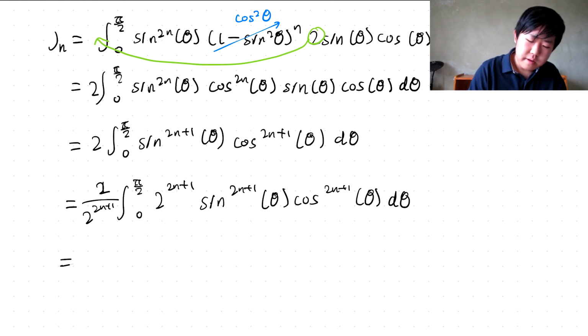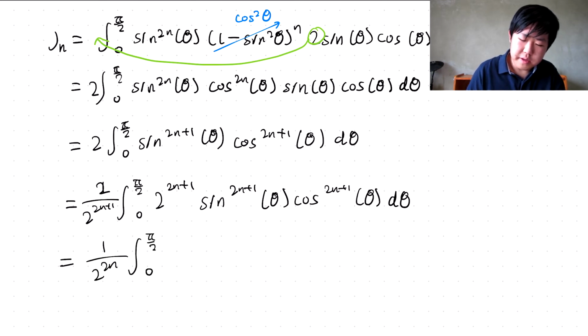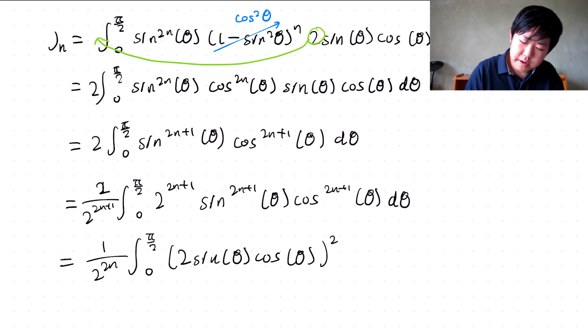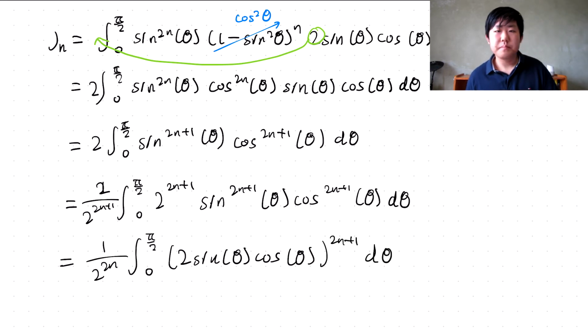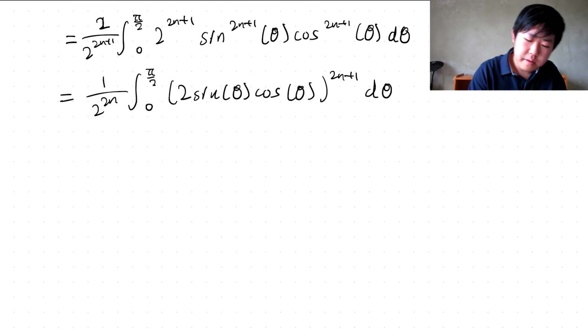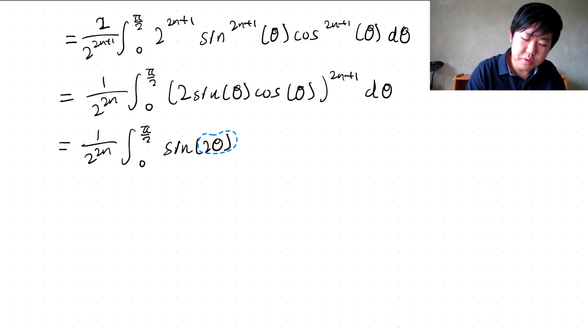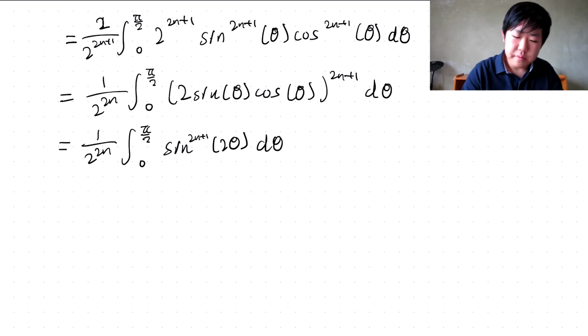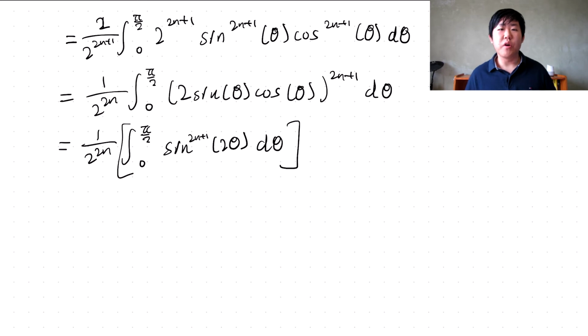And now it's going to be 2 to the 2n, pi over 2, 0. And then here it's going to be 2 sine theta cos theta, and then all to the power 2n plus 1 d theta. Let's scroll down. And then here's 1 over 2, 2n. And then here's going to be sine 2 theta, and this is going to be powered by 2n plus 1. And there you go. This part is exactly the same as what we got from part 1.